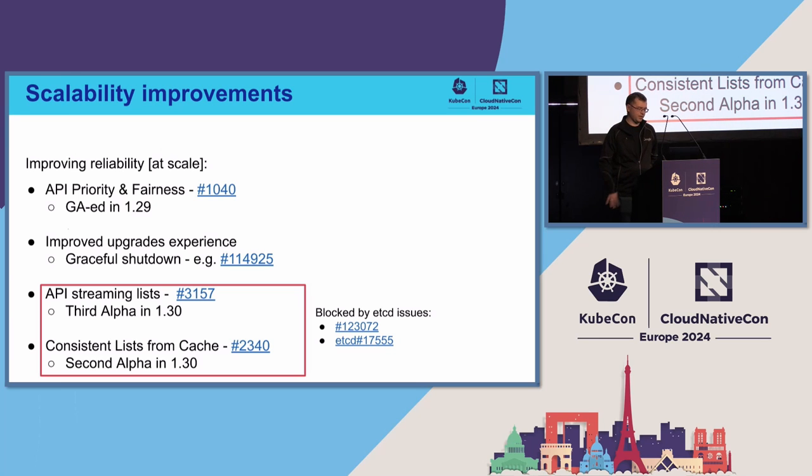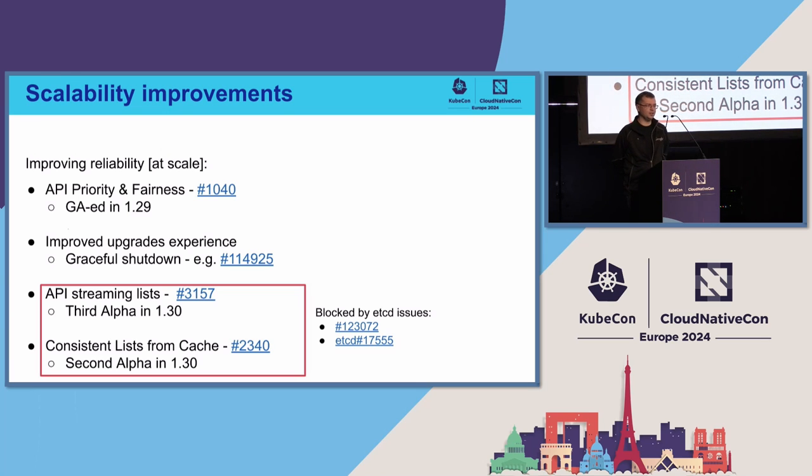So effectively, as much load as we can offload from etcd and serve from API server caches, the farther the system can go. And consistent list from caches is one of the biggest improvements in this area. Currently, we can serve list requests from the cache, but we don't guarantee any consistency for them. With this improvement, we will be able to ensure that they are consistent.